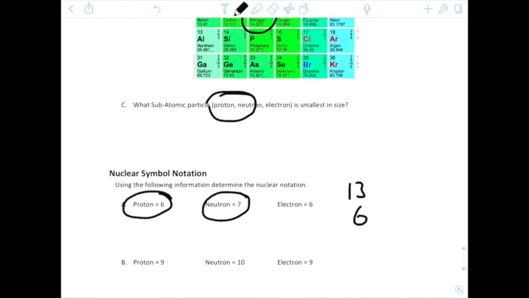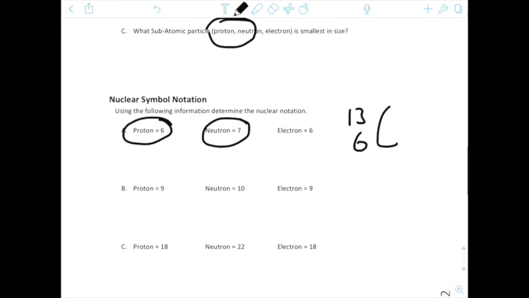Carbon. So we put carbon right here. Now on these, we can check to see if we have an ion. We probably don't. But the way we figure out charge, which charge would go right there if we had a charge, we go protons minus electrons. So 6 minus 6 is 0. It's a neutral atom. We don't need to write the charge.